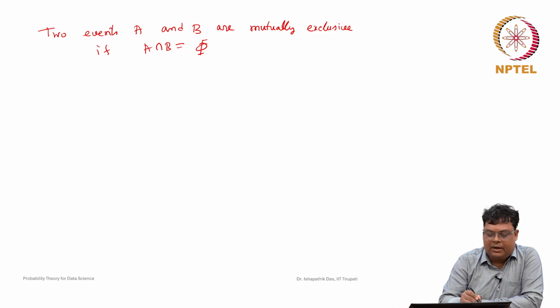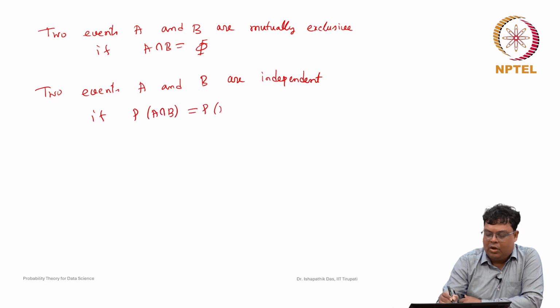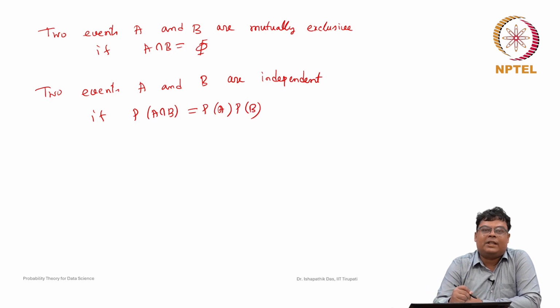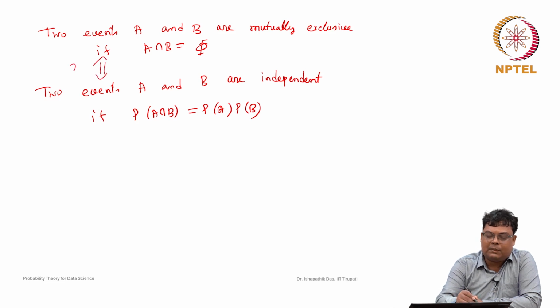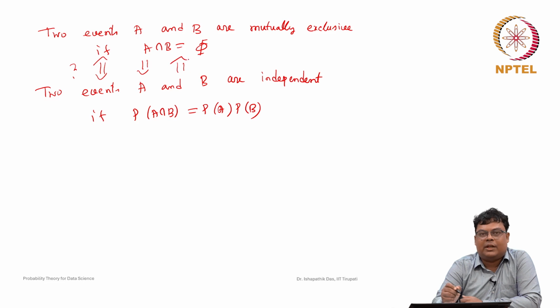And just now we learned that two events A and B are independent if probability of A intersection B is equal to probability of A into probability of B. Now, the question is that sometimes whenever we learn new topics, like mutually exclusive events and independent events, we have some confusion about whether one definition is equivalent to another definition or whether something implies the other. Like we can ask whether mutually exclusive and independence may be the same, or if two events are mutually exclusive, then they are also independent, or if two events are independent, then they are mutually exclusive. So, are any of these relationships true or not?